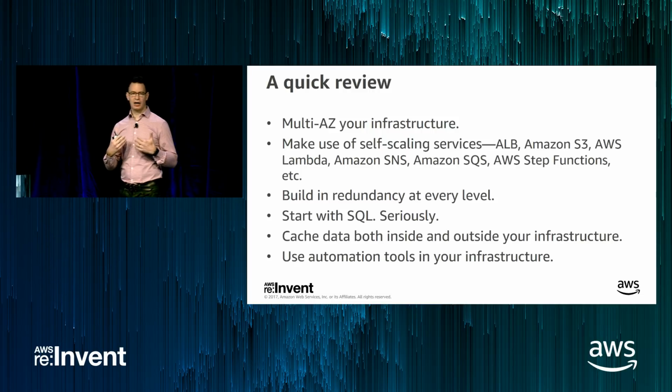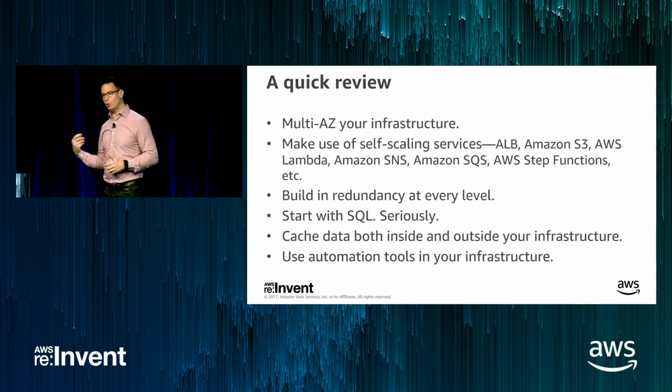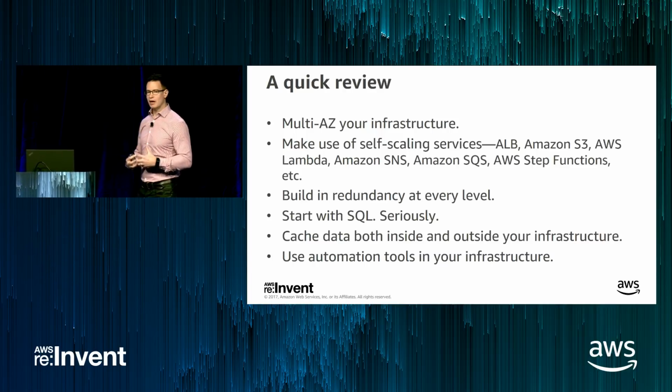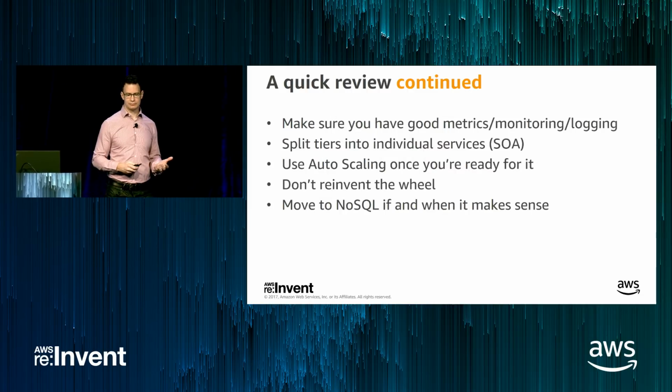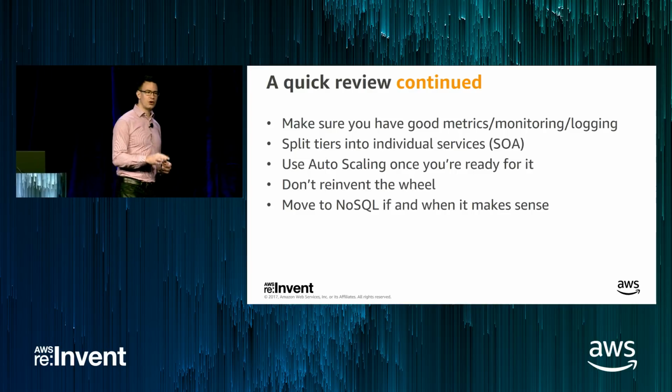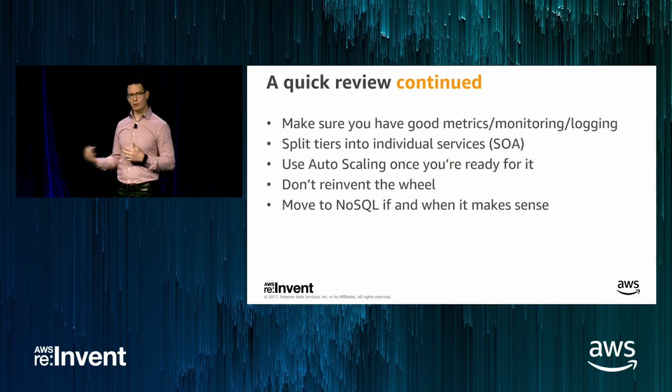We want to cache our content as close to our end users as possible and cache our requests whenever possible as well. We want to build automation into our service so we can provision it and re-provision it. As we refactor our application, we can do that automatically. We want to make good use of monitoring, metrics, and logging. Split our tiers of our application up. Split our application down using microservices and SOA. We use auto-scaling when we're ready for it. Once you get started with this and it becomes familiar to you, you may start incorporating that into your application much earlier on. Don't reinvent the wheel.